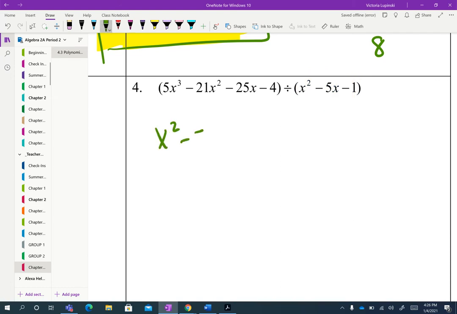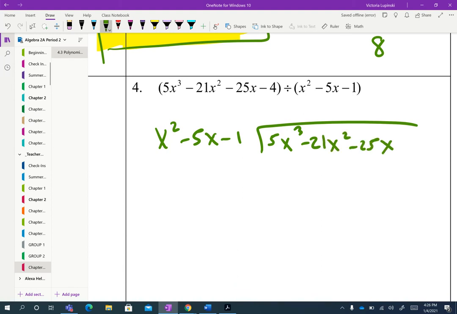X squared minus 5x minus 1 on the outside. 5x cubed minus 21x squared minus 25x minus 4 underneath. Again, notice nobody's missing. Everybody is accounted for. That's exactly what we want.